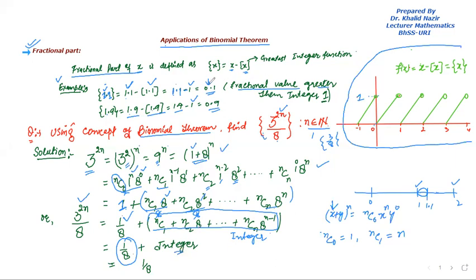So this is actually the fractional part, which is exceeding the integer, right? You see here, 0.1 was the fractional part which was exceeding the nearest integer, that was 1. So 1 by 8 is the fractional part which is exceeding the nearest integer.